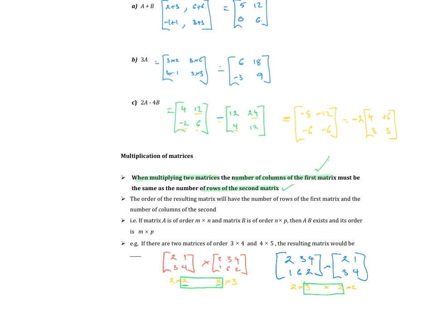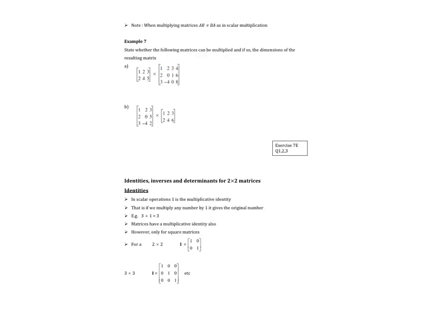So you check the middle two numbers to see if you can multiply them. If you can, the end two numbers tell you the order of the matrix that you create. So this multiplication will generate a 2 by 3 matrix as the answer. This one doesn't work, so it doesn't generate anything. So let's have a look at how we multiply them.